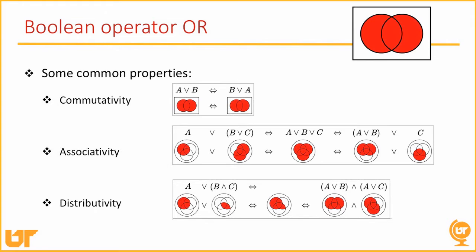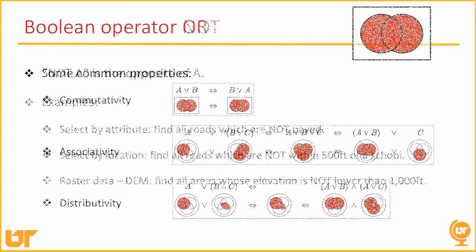Common properties of the Boolean operator OR are similar to the Boolean operator AND. The Boolean operator OR possesses the commutative, associative, and distributive properties.